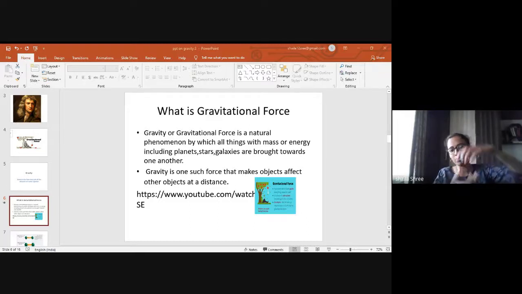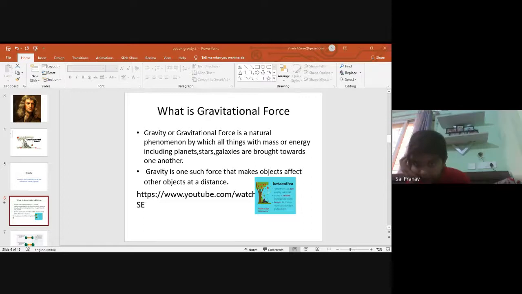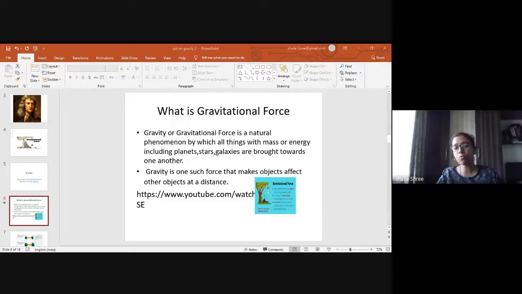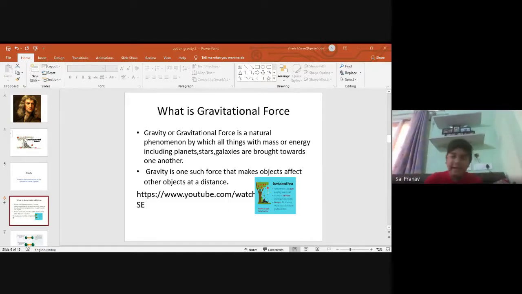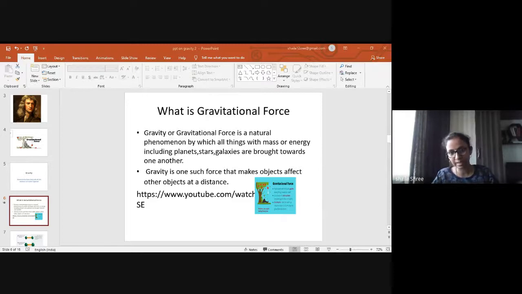You are holding one object here, at a distance away from the earth, and you leave it. It will fall down, right? Isn't it gravitational force? Yes, this is gravity. This object is away from the earth, but still the earth is pulling it towards it, even if it is at some distance, correct? Just like a magnet. Here gravitational force is some force which is affecting another object which is at a distance.